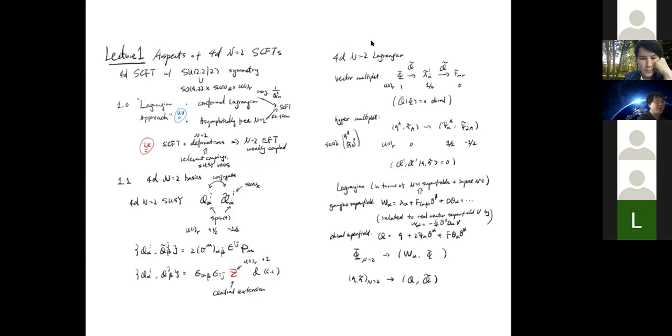So to describe this, either the UV or IR Lagrangians with 4D N=2 supersymmetry, we need to introduce the supermultiplets. Well, before we talk about the multiplets, we need to set the notation straight for N=2 supersymmetry. There are two supercharges which transform under the space-time rotation symmetry, where alpha and alpha dot are the chiral and anti-chiral spinor indices.